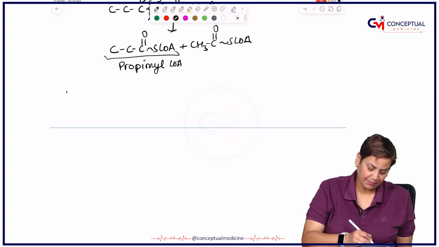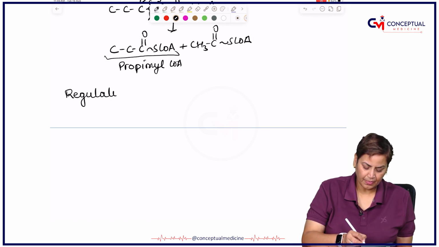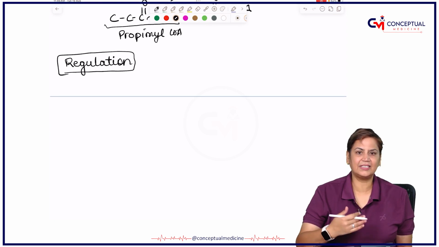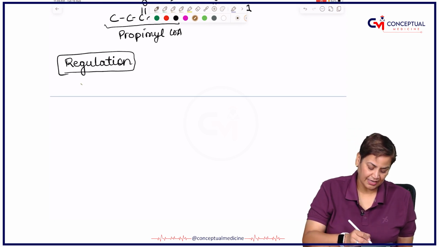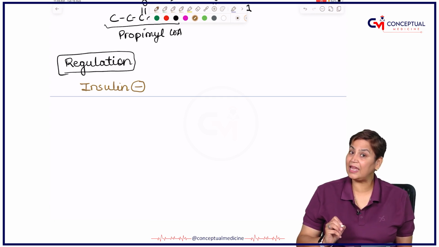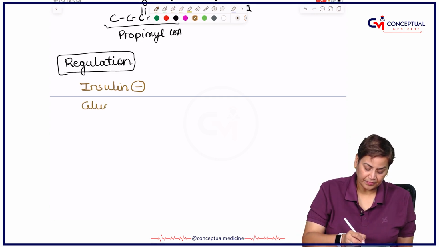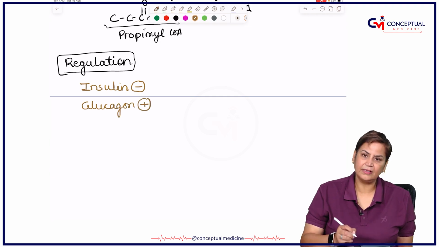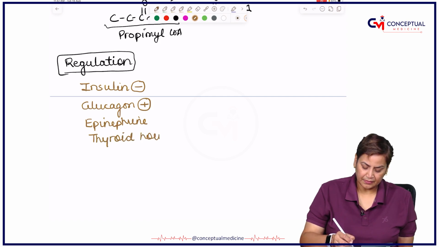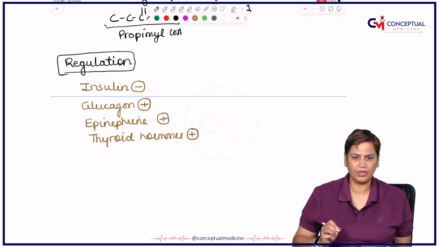Now after oxidation, the main part is regulation. When we talk about the regulation, always remember this is lipolysis, a catabolic process, so keep one thing in mind, that insulin will inhibit this, because insulin is an anabolic hormone, and glucagon will promote it. Similarly, epinephrine, similarly, thyroid hormones, they are going to promote it. This thing we have to keep in mind.